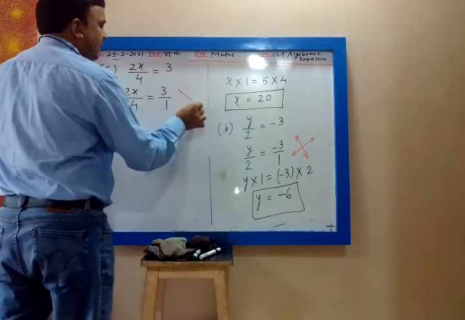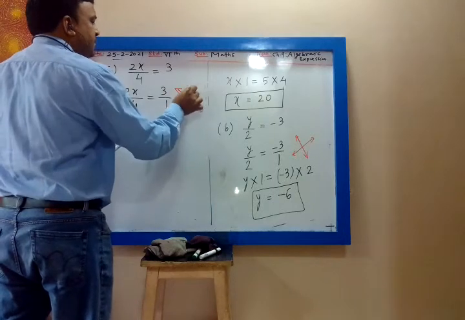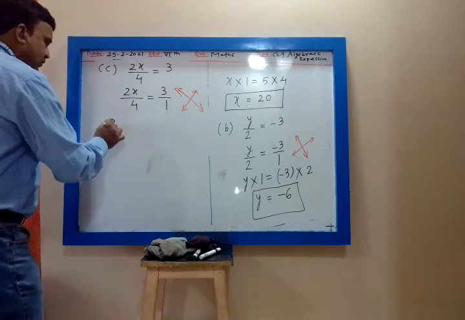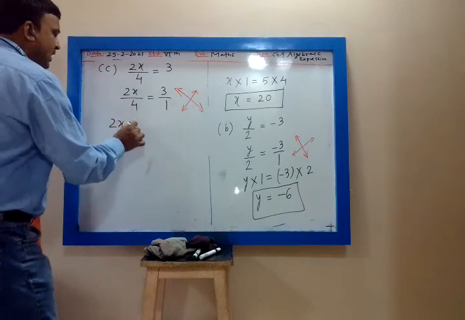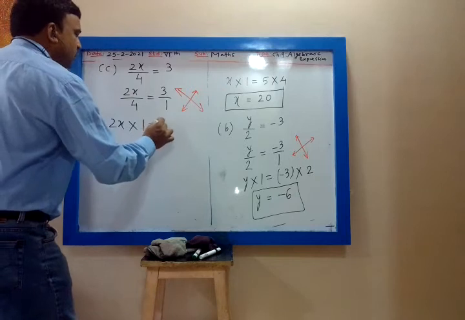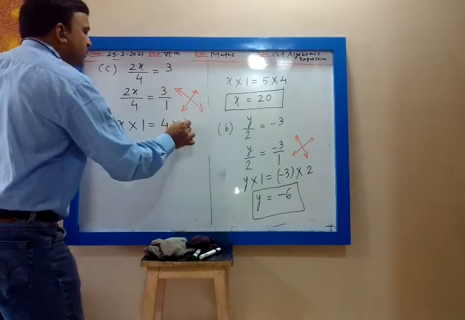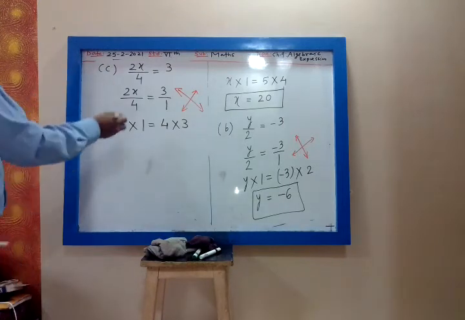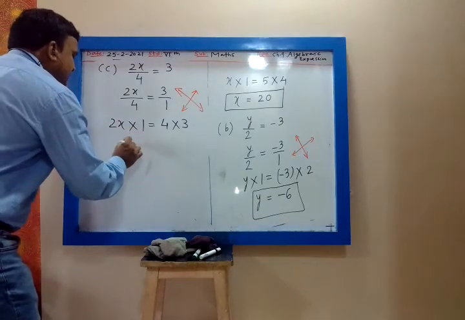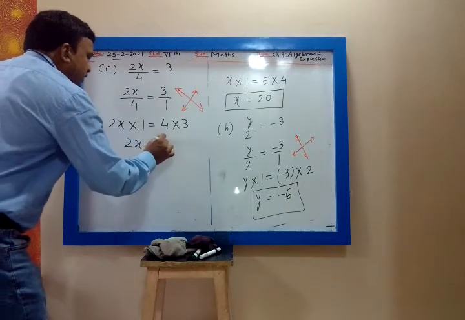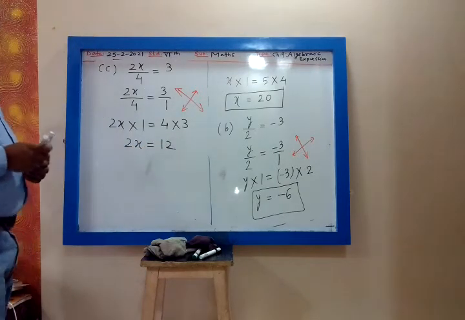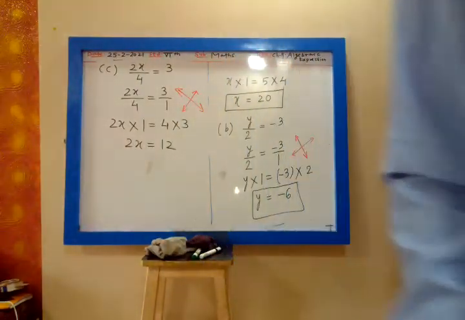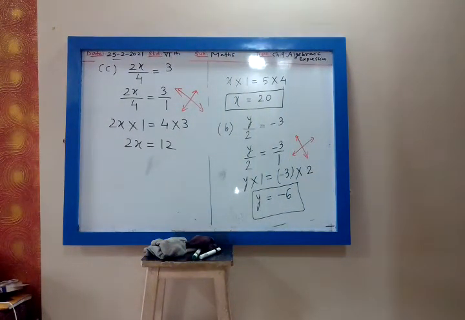Whenever there is equality of fractions, you have to cross multiply. So you will get 2x into 1 is equal to 4 into 3, or 3 into 4, both are the same. Now 1 multiplied with any number will give you the same number, so 2x into 1 will be 2x. Then 4 into 3 is 12.